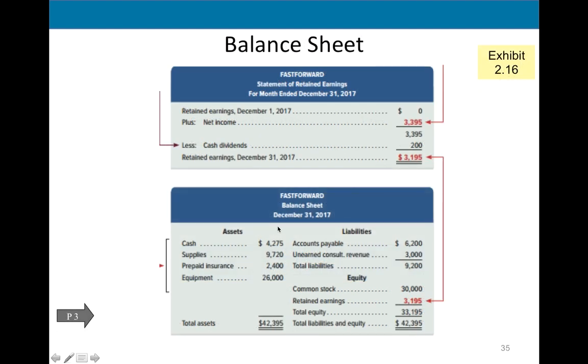And on the balance sheet, I add up all my assets, and you can see total assets right here. And then I add up liabilities and equity. I use the ending retained earnings, right? Instead of a 0, I use this 3195. So your total liabilities plus total equity together give you the same number as total assets, and it proves that we are in balance, hence the name, the balance sheet.